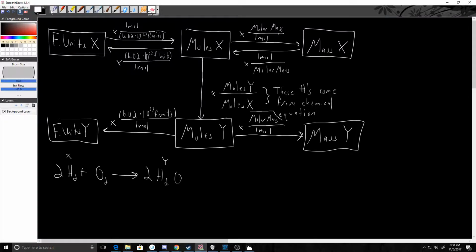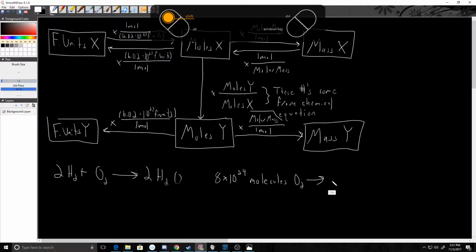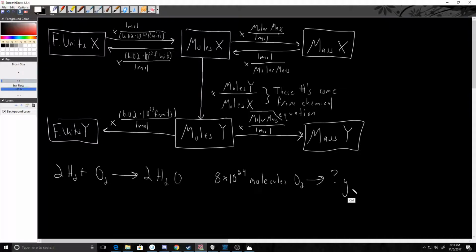Good enough. All right. So, same equation. We need to erase the x and y. X gone, y is gone. All right. This time, let's say that we have 8 times 10 to the 24th molecules of O2, and let's say that we want to go to what mass of H2 will be needed to do that.